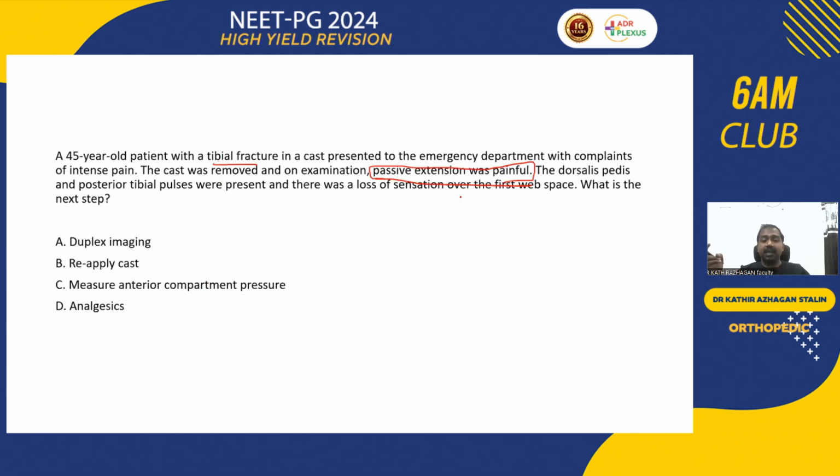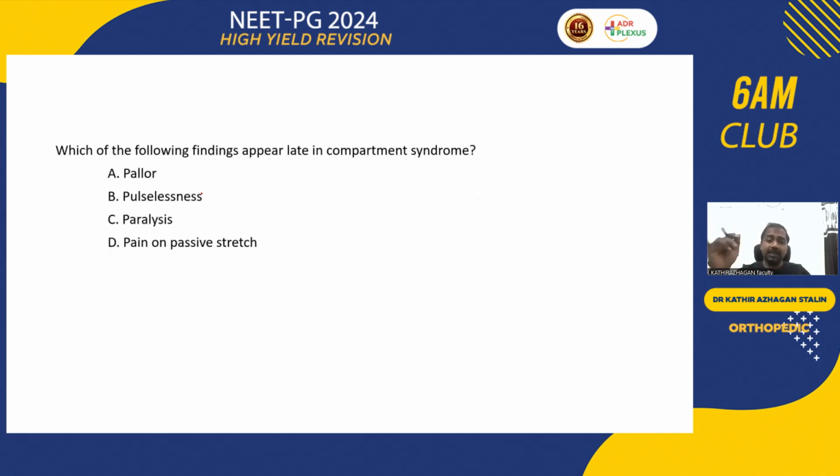And then loss of sensation is the second feature. Pulse loss is the last feature. So this will be present invariably, so don't worry. That is the least reliable. Pulselessness is the least reliable. It appears late in compartment syndrome. Pulselessness is a useless sign. Pain on passive stretch is the earliest sign.